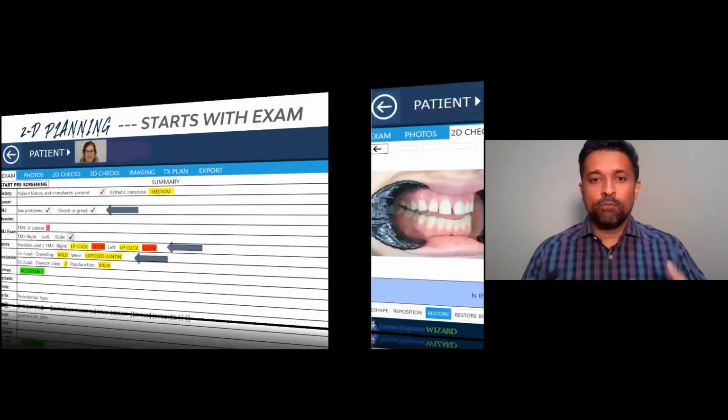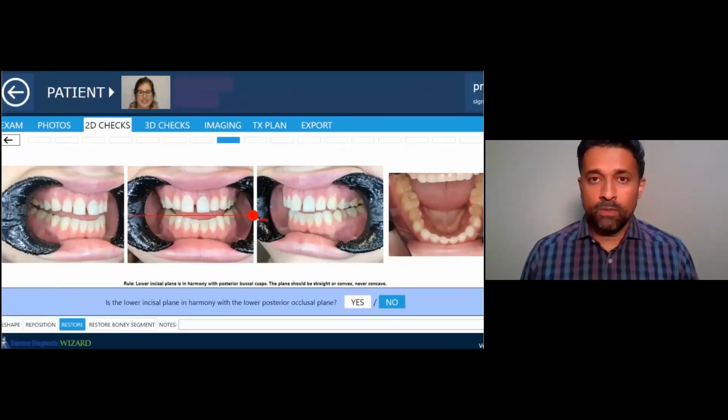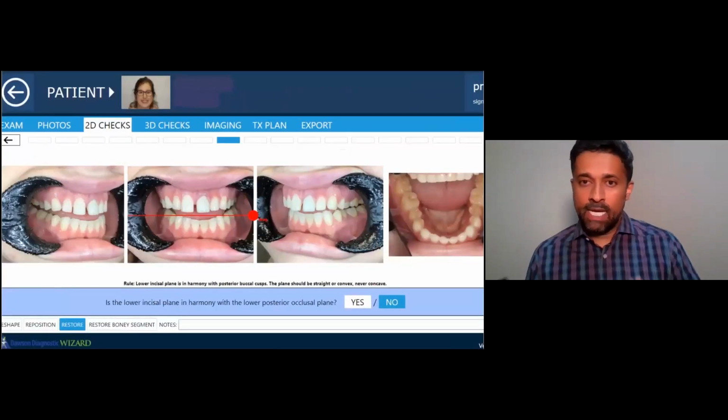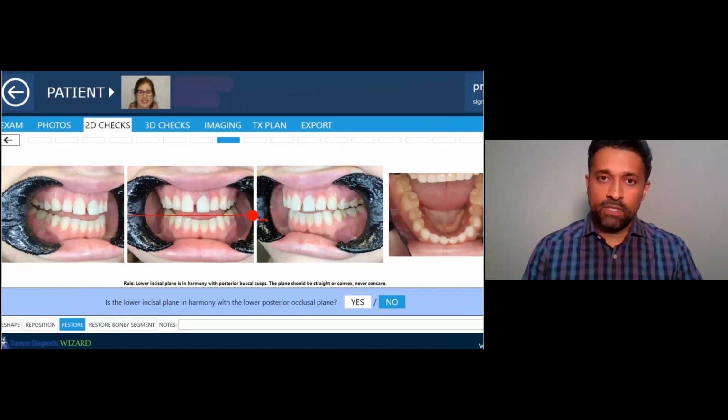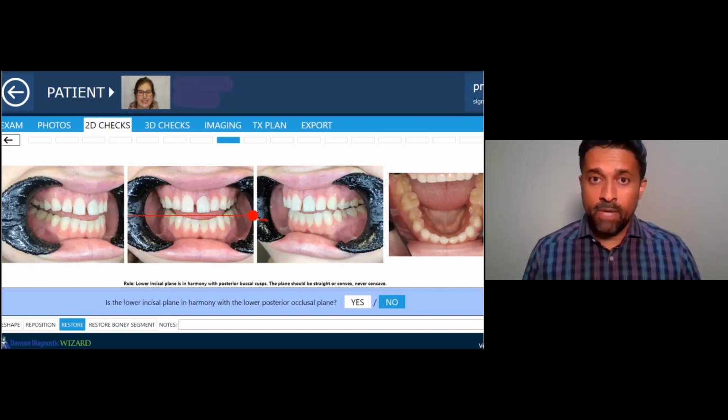So now we're getting to something more fun. We're going to look at the photos. Again, we take a series of 21 photos. It's plugged into this software called the Dawson Diagnostic Wizard, and it really helps us to break down not only the functional side, but the aesthetic side with our smile design.